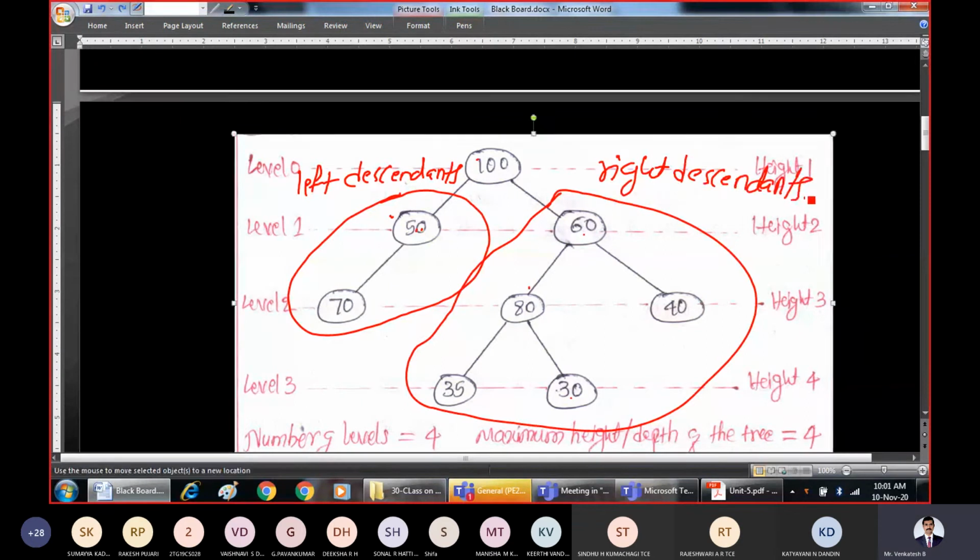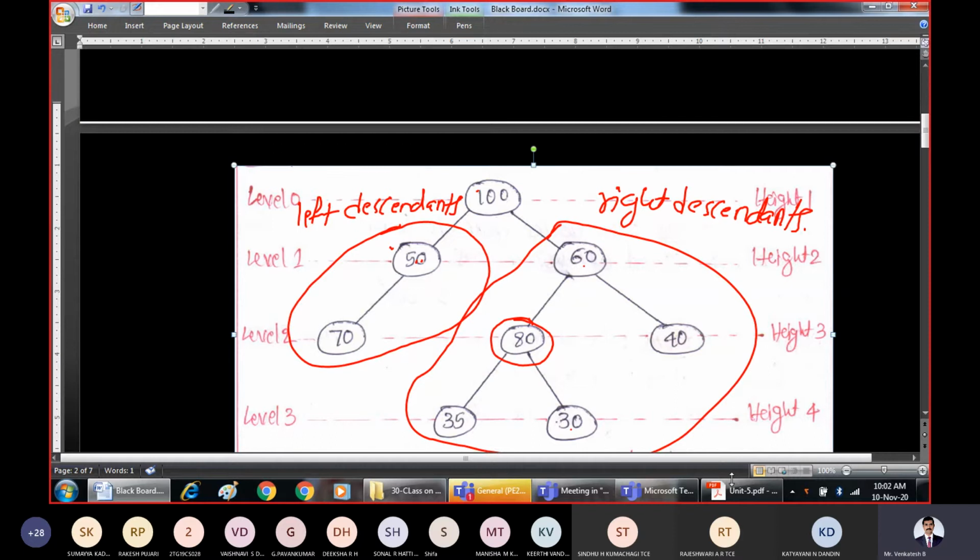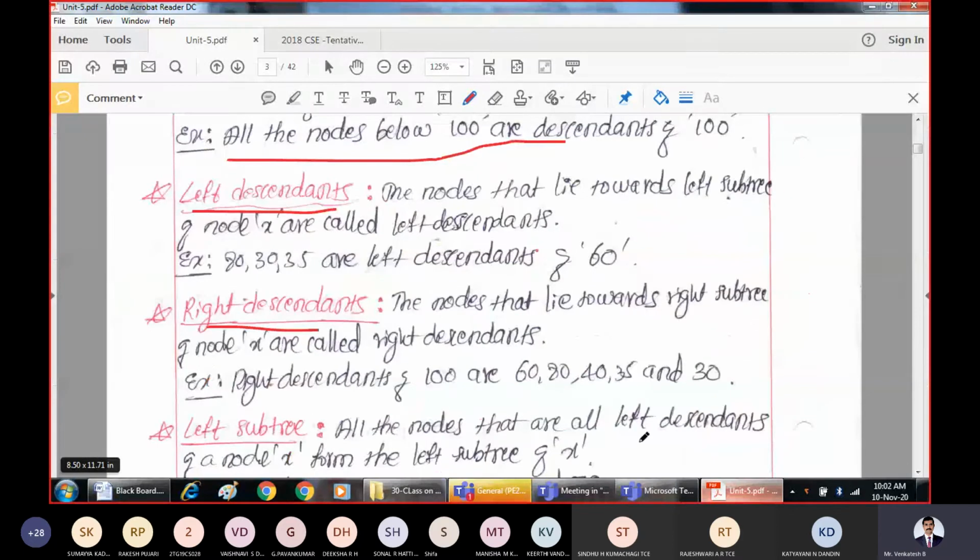That is the notion. For any given node, the nodes which are lying towards the left subtree are called left descendants. The nodes which are lying towards the right subtree are called right descendants. This you can consider for other nodes also. For example, when you consider 80, 35 is the left descendant of 80, and 30 is the right descendant of 80.